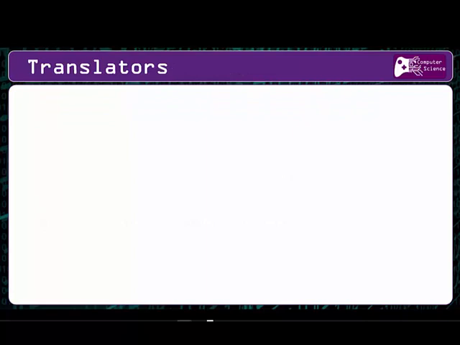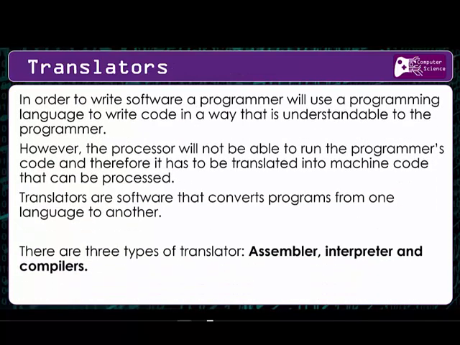So if we start off with the translators. So in essence, what is a translator? It's basically when software programmers start to program, they write it in a code that they're familiar with. It's understandable by the programmer, and for yourselves, you're probably familiar with Python. However, the actual processor, the computer itself, cannot run that code. So it needs to be translated into machine code so it can be processed.